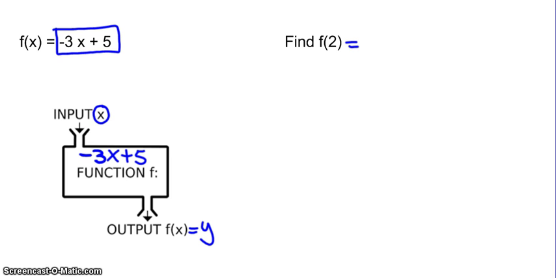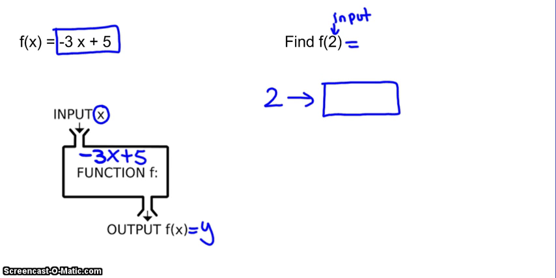When it's noted like this, f of 2, it means the function, and this is your input. So you're going to use this and substitute it for x. Okay, so my equation will look like this if I drew the diagram. 2 is my input into this function, which tells me to do negative 3 times whatever my input is plus 5. So now I'm going to show the steps here. So it's going to be negative 3 times 2 plus 5.